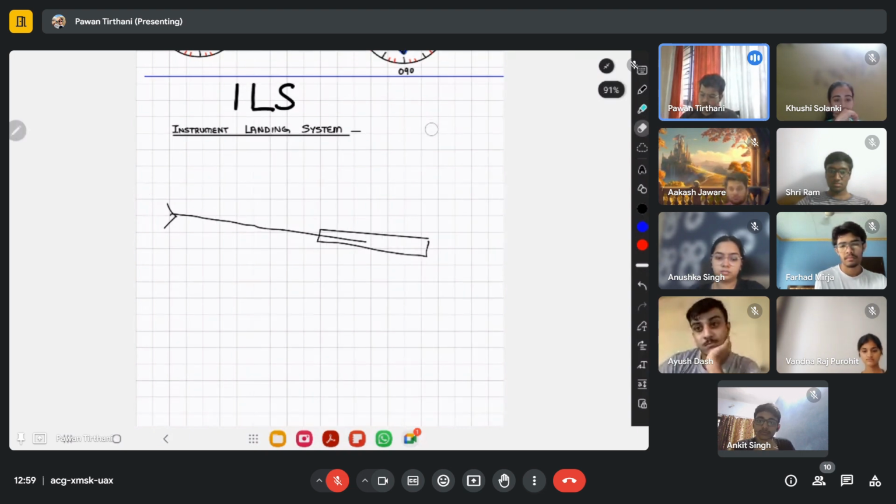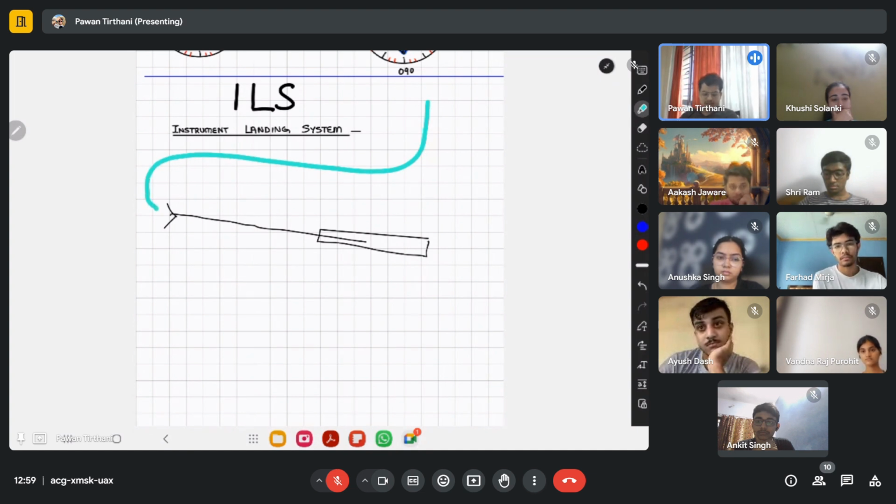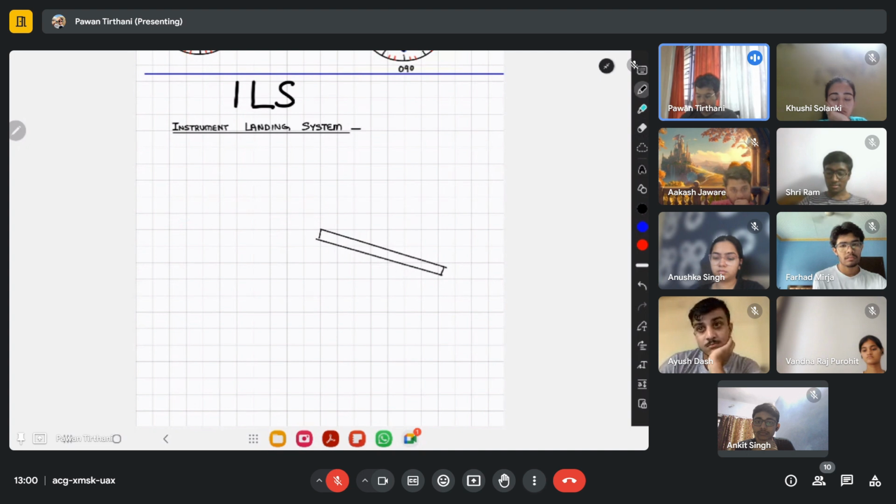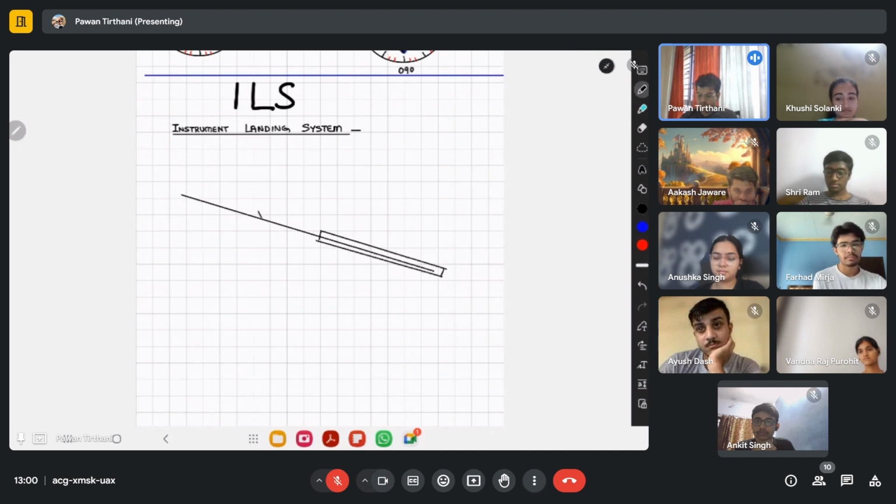So, what is our thing? We need to first come and position ourselves along the extended runway center line. Let's say this is a runway. This is any runway. A runway can be facing in any direction, however it is constructed, and this is the approach path to the runway.